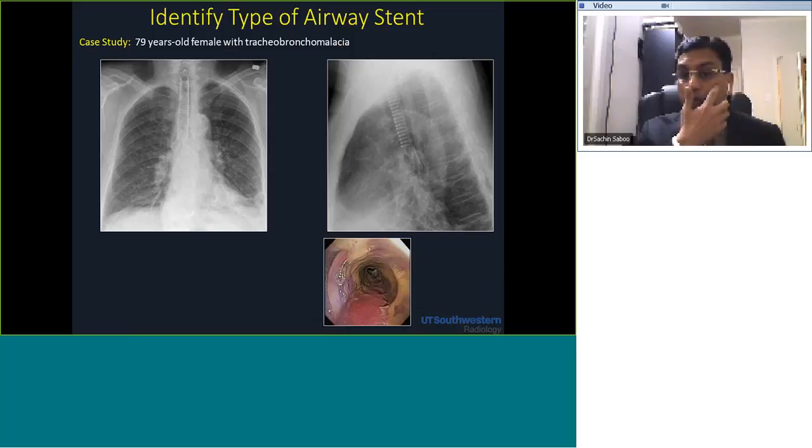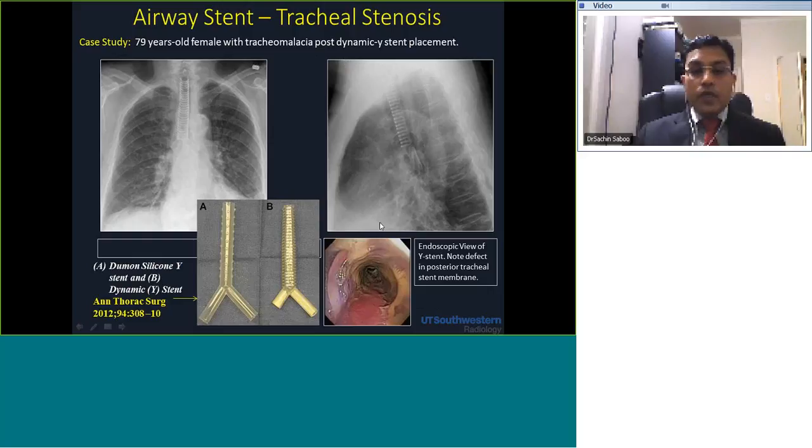This brings us to another topic of the airway stent, which is in patients with tracheobronchomalacia. And as you can see, there is a Y-shaped stent in the trachea with limbs extending to both main bronchi, and you can see that the posterior aspect of that stent is flat, and that is due to a particular reason.